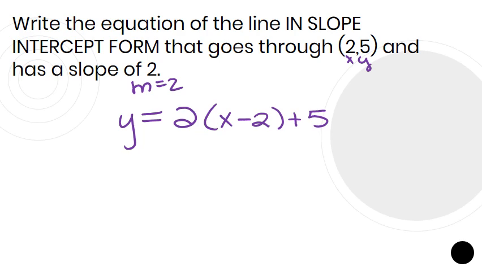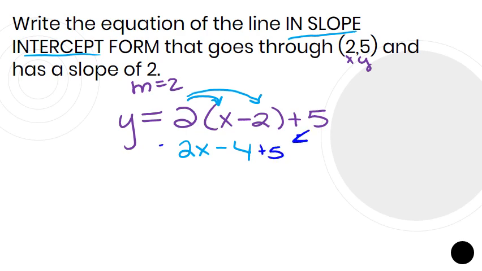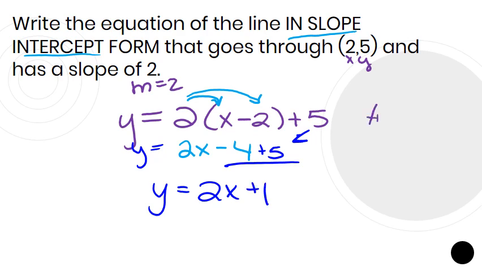If in the directions you are asked to use slope-intercept form, then you would continue by distributing the 2 to get 2x minus 4. You'd bring down the plus 5. Then you would combine those like terms and you'd have y equals 2x, a negative 4 plus 5 is a positive 1. So again, what do you ask for? What do you want to choose? Translated form versus slope-intercept form.